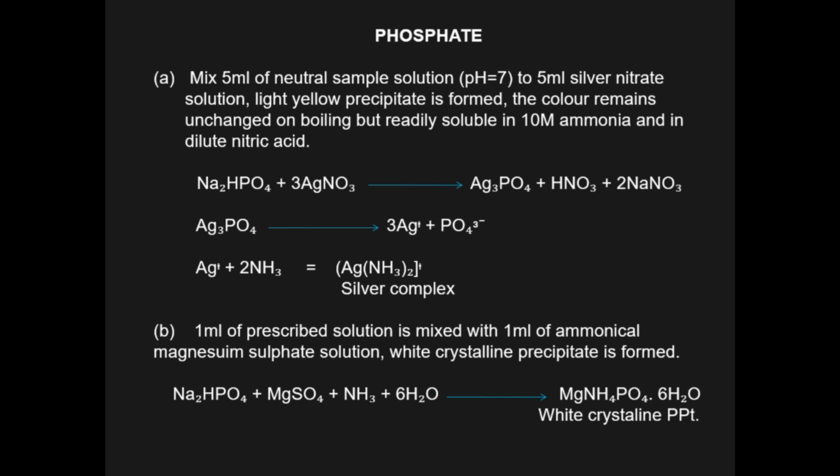Sodium hydrogen phosphate reacts with silver nitrate to give silver phosphate, nitric acid and sodium nitrate. The silver phosphate, when dissolved, the color remains unchanged, but when you add ammonia, it forms a soluble complex, that's how it dissolves. The second method is here under. 1 ml of prescribed solution is mixed with 1 ml of ammoniacal magnesium sulfate solution. A white crystalline precipitate is formed. Here the sodium hydrogen phosphate reacts with magnesium sulfate in the presence of ammonia to form magnesium ammonium phosphate, which gives you the white crystalline precipitate.